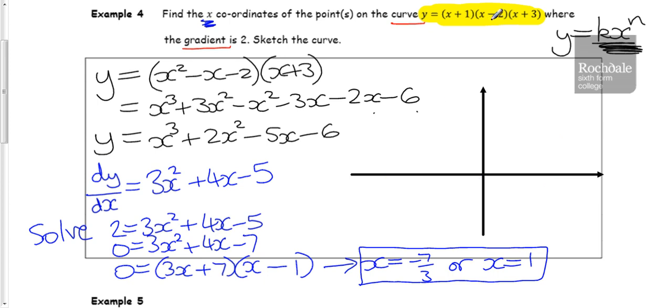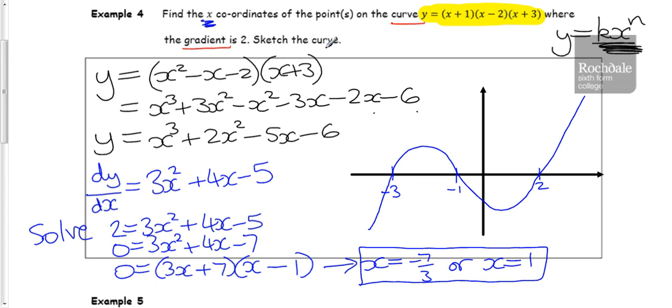The factorized form tells me all the points where this curve crosses the x-axis, because on the x-axis, y is 0. So this will equal 0 when x is minus 1, and when x is 2, and when x is minus 3. Those are the three places where it will cross the x-axis. Remember, it's a positive cubic, so that's going to be the general shape, like that. Let's sketch. So there we go. That's the curve.